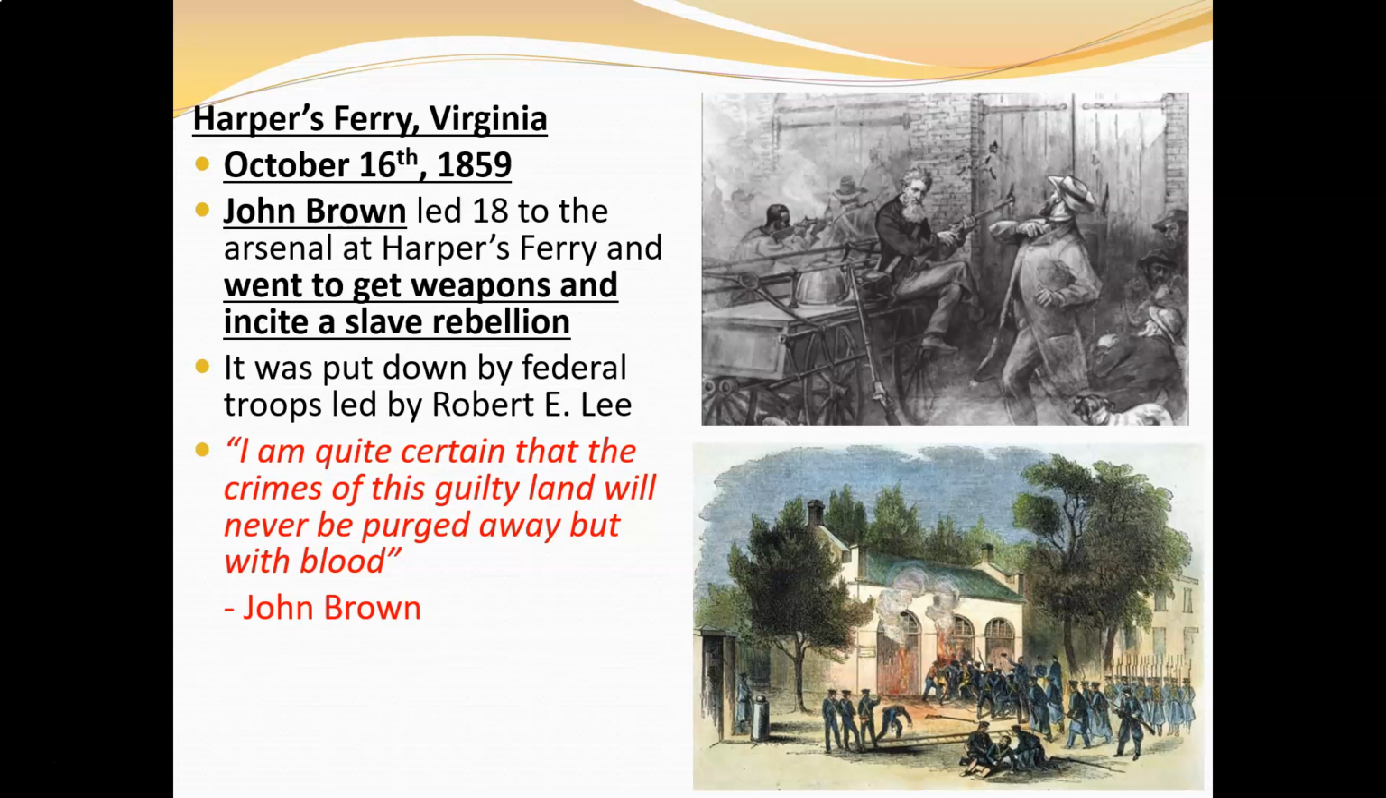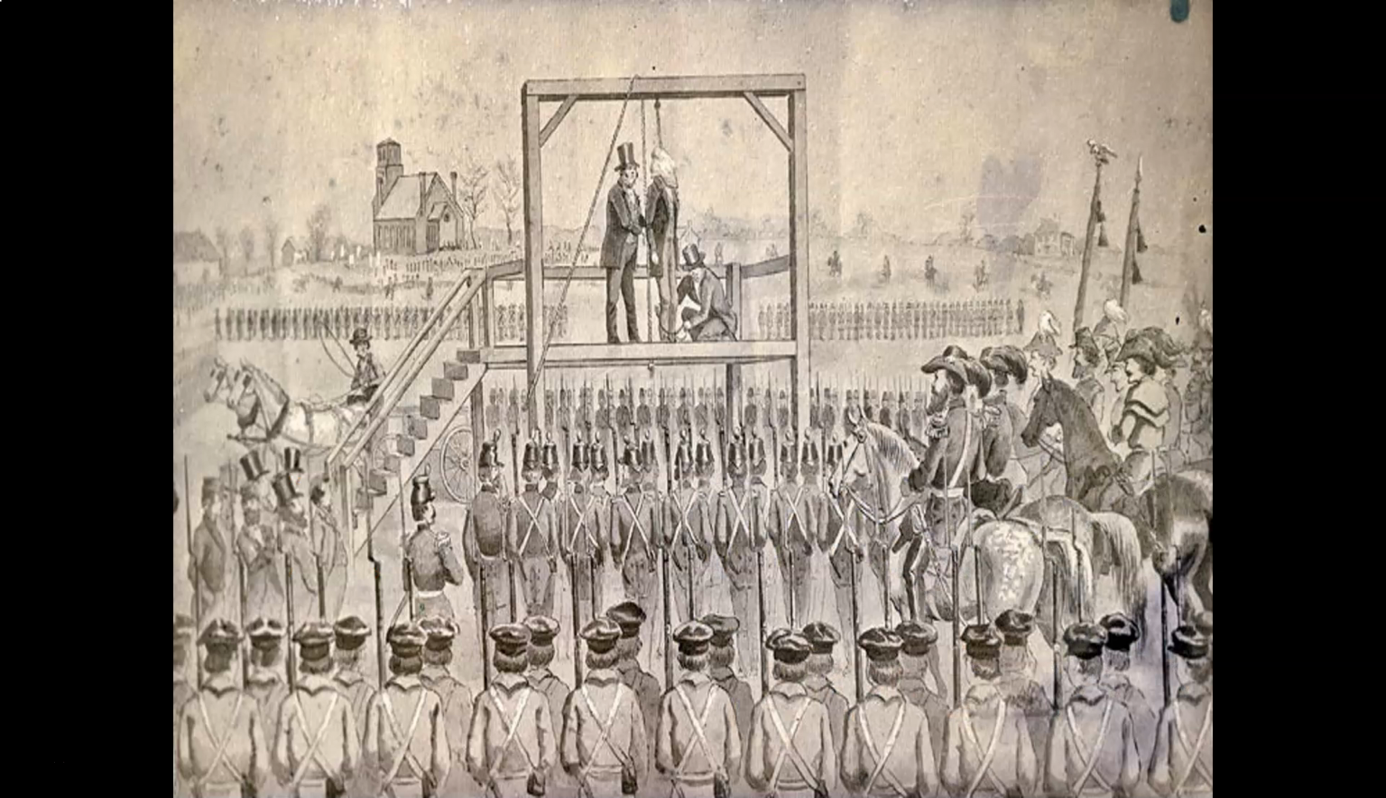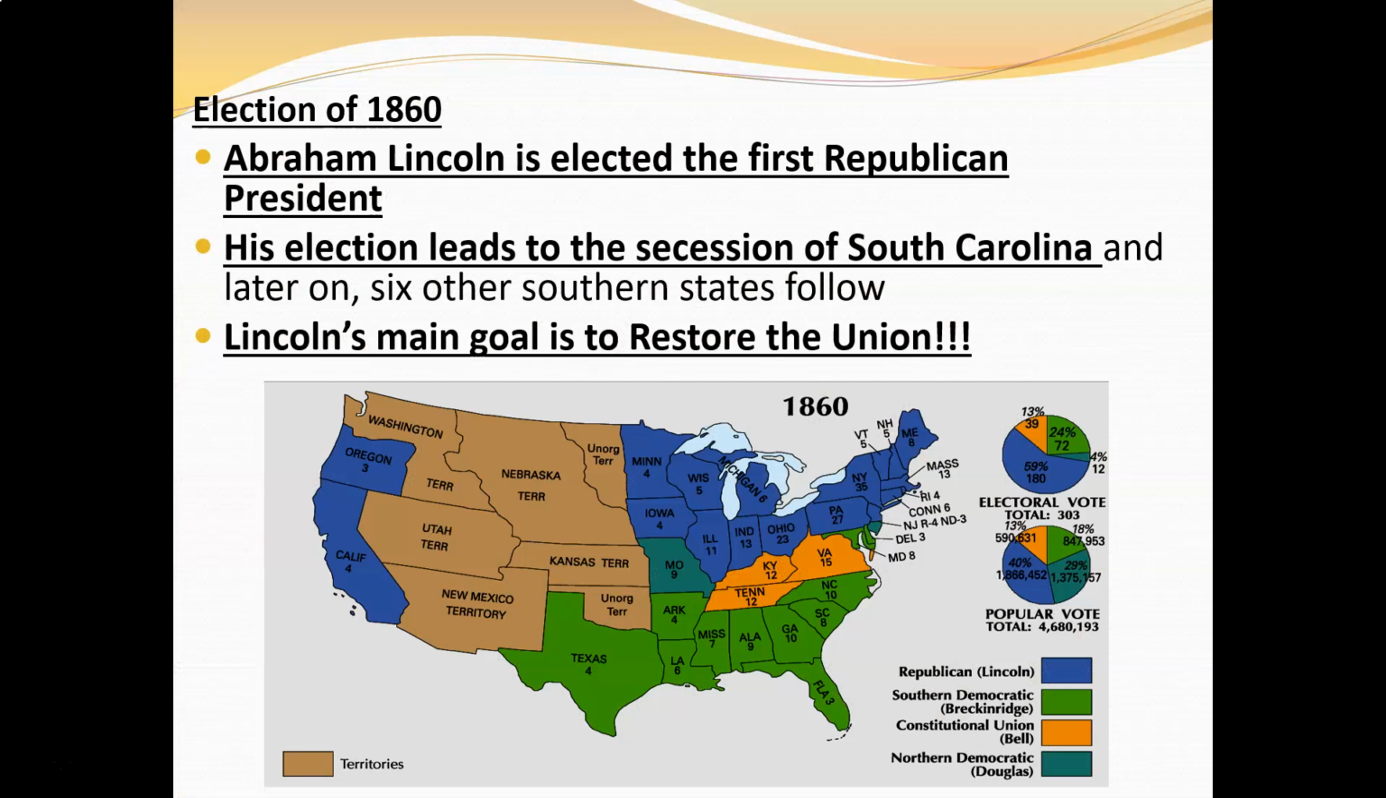And John Brown made this quote after he was caught: "I am quite certain that the crimes of this guilty land will never be purged away, but with blood." And so even though he was considered very radical and obviously trying to create some anarchy in these southern states, he wasn't completely wrong in that, a war is coming. Eventually he was hung. I believe some of his men were hung as well. I want to say a few were executed by a gun, but anyways, that doesn't matter.